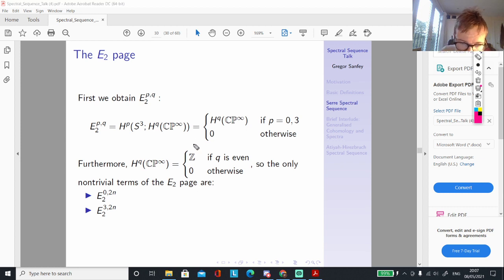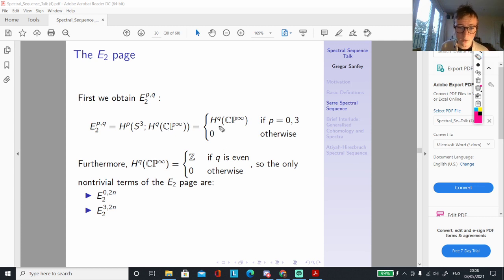Firstly, we're going to do what we were doing before, get the E2 page. And this is precisely, here you go. Here's an example where, here's the fiber, but it's appearing here, like that. So, yeah, I guess there you go.